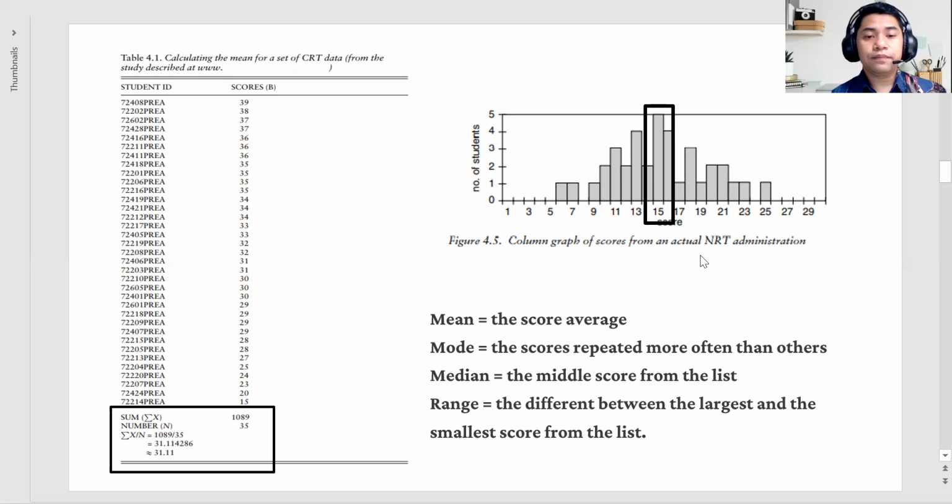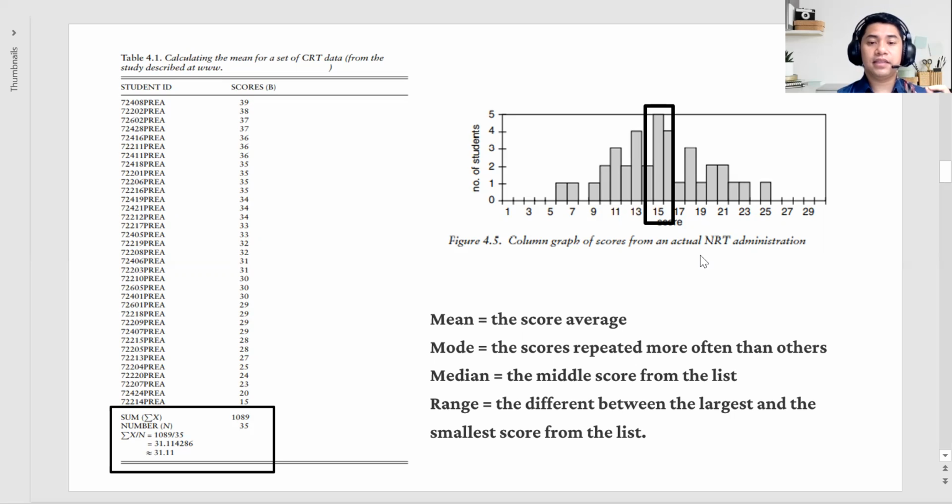The third one is median. It's the middle score in the list. If we point to figure 4.5, it's revealed that the median is 15. But if we see table 4.1, the median will be 27.